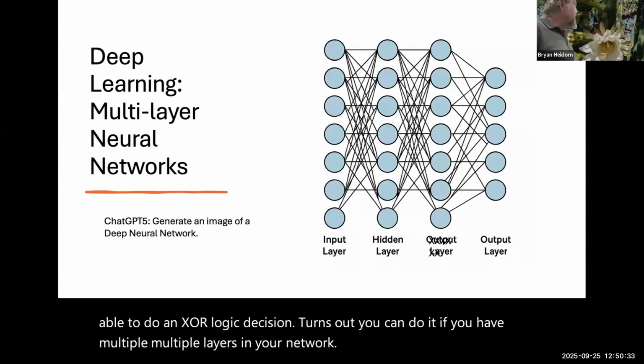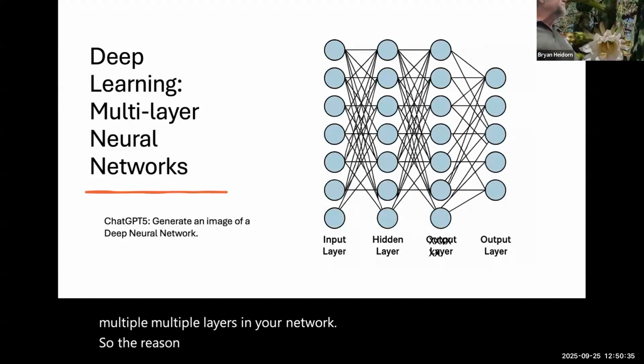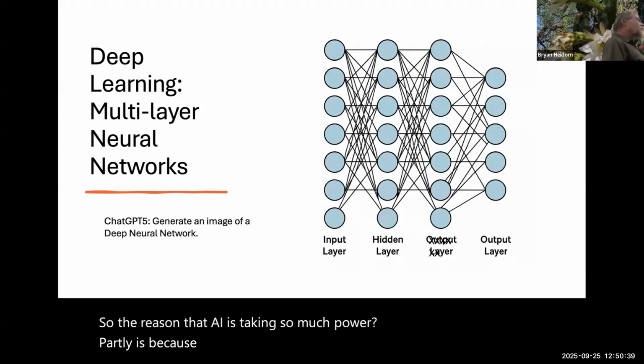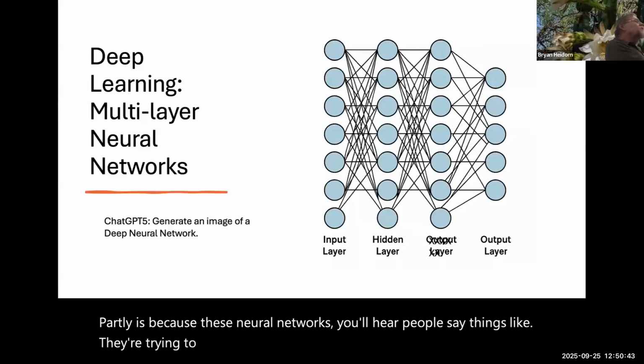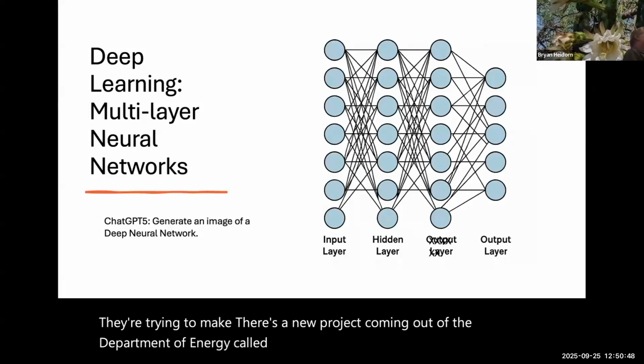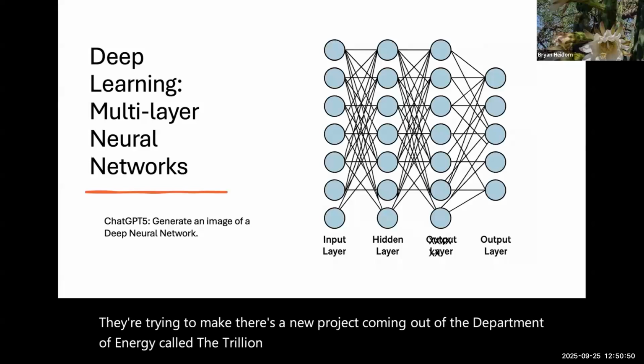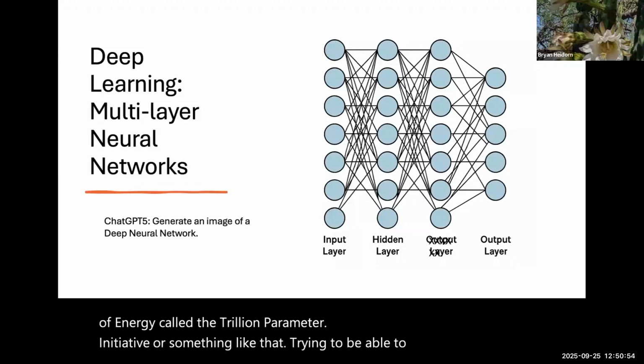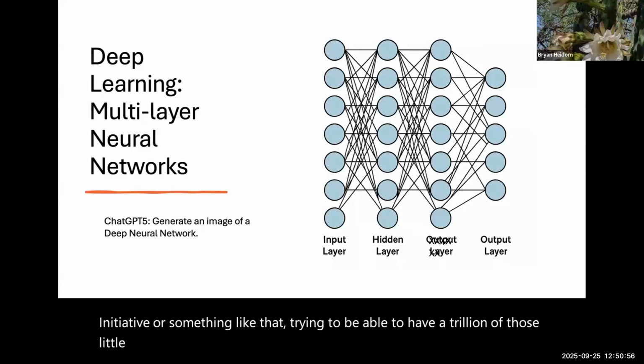So the reason that AI is taking so much power partly is because of these neural networks. You'll hear people say things like, there's a new project coming out of the Department of Energy called the Trillion Parameter Initiative or something like that, trying to be able to have a trillion of those little dots to do the calculations, to solve bigger and bigger problems.